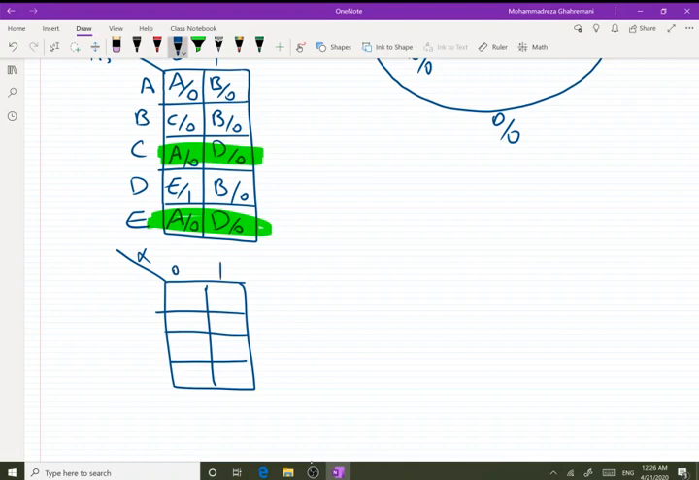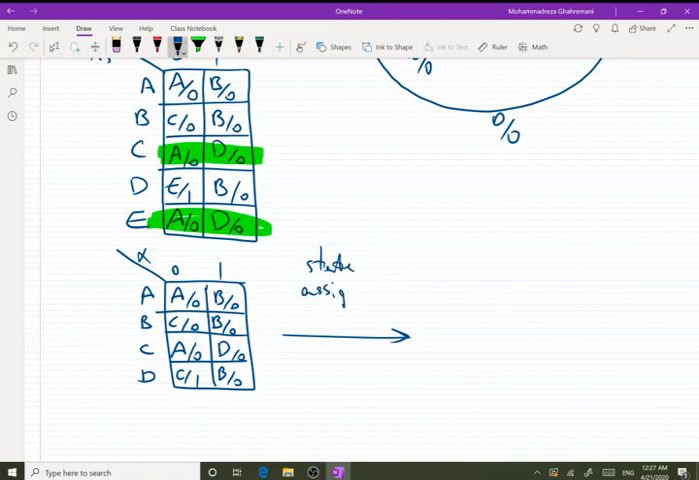0 1 A B C D. A 0 B 0. C 0 B 0 A 0 D 0 C 1 B 0. Now the next step is state assignment.